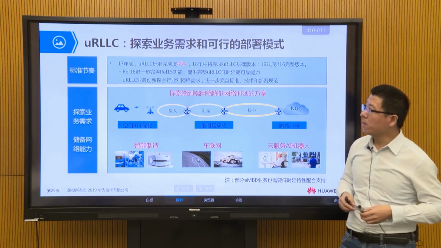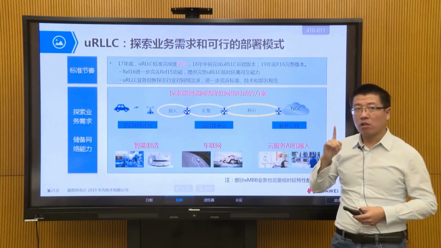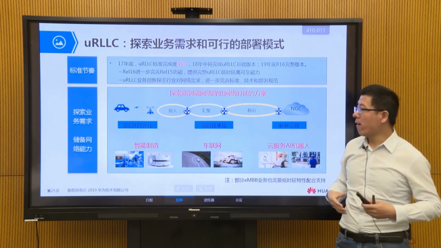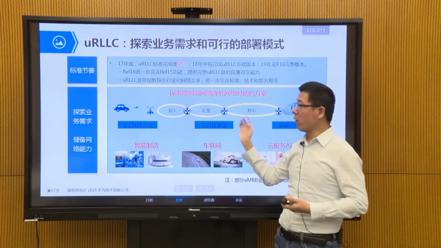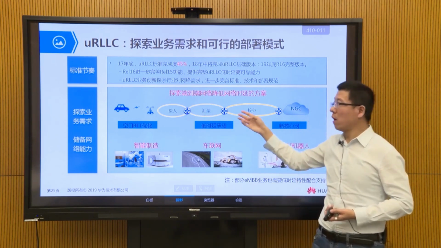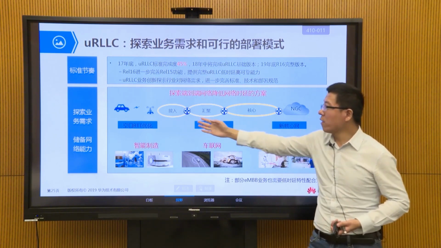Similarly, in this URLLC scenario, end-to-end low delay is very important. We have to explore solutions or technologies for reducing end-to-end network delay. We know that the entire wireless network is divided into wireless base stations, then the bearer network, or we can call it the transport network, including our final core network. As for 5G, it is our 5G core network.